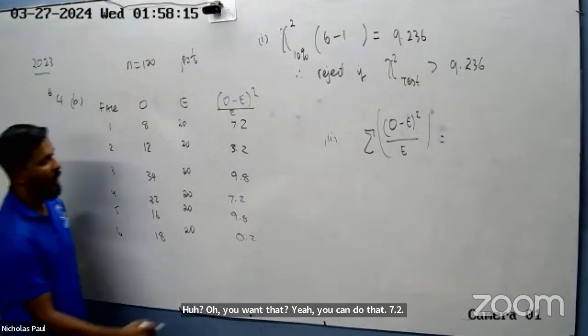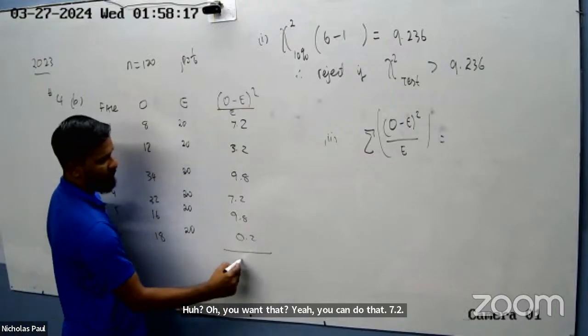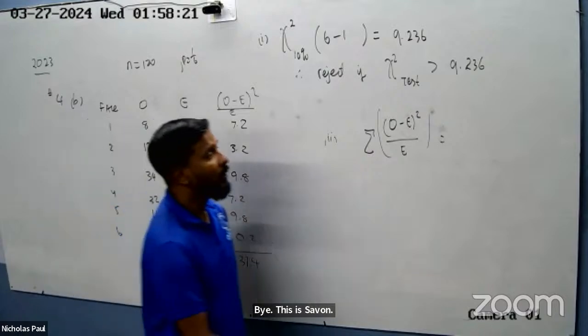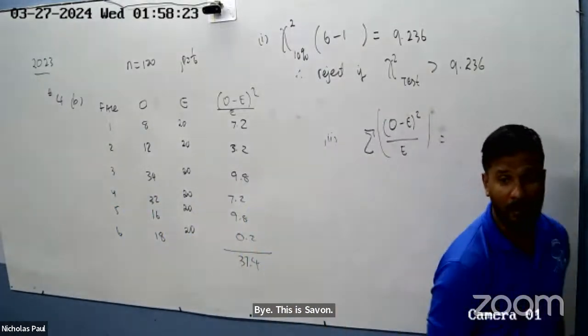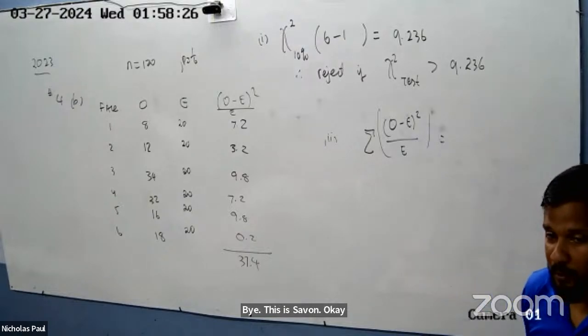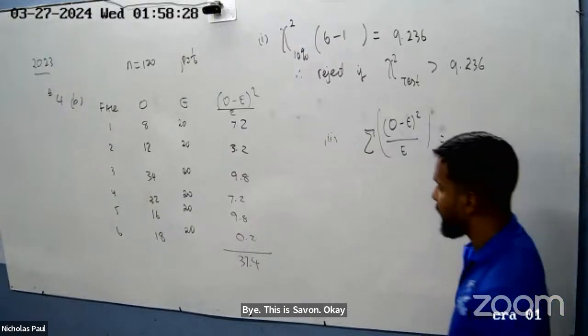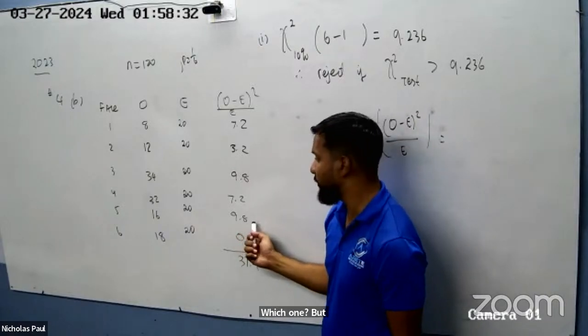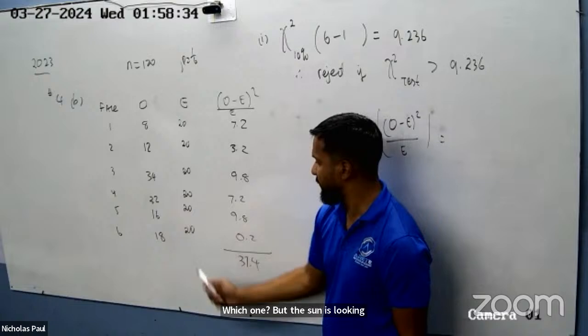Right? And when you sum it up, how much do you get? 37.4. So we get... Which one? For this one? Yeah, it's looking kind of wrong for truth. Look how close it is.